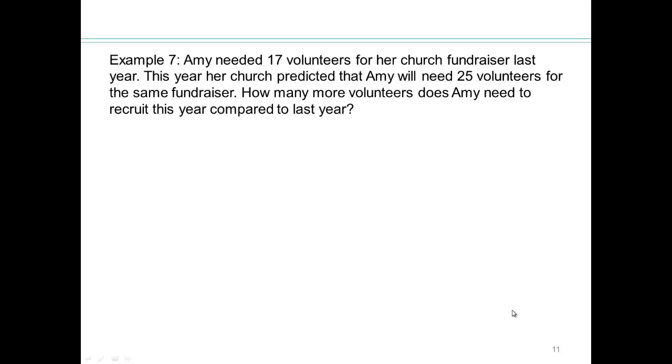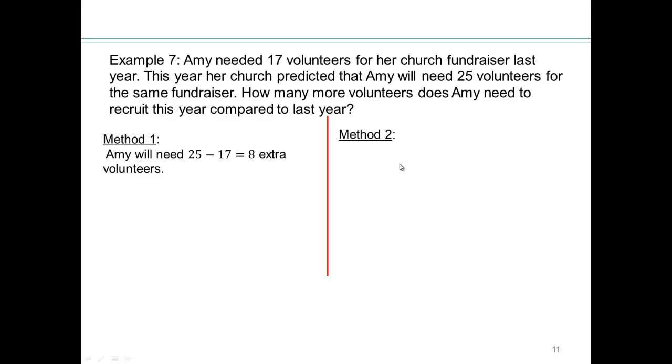All right, let's try this. Amy needed 17 volunteers for her church fundraiser last year. This year, she predicted she'll need 25. How many more volunteers will you need? A lot of students will say, well, I can just do that in my head. And that would be how? You can just take 25 minus 17 or 8 extra volunteers.